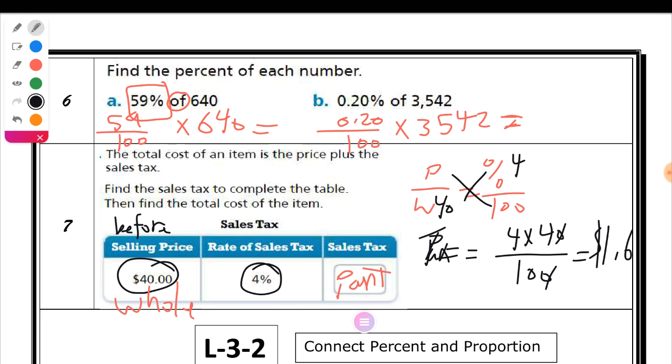Extra fees. So the total should be what? Total at the end, total of what? He will pay 40 plus the sales tax 1.6, so at last it equals 41.6 US dollars. Okay?